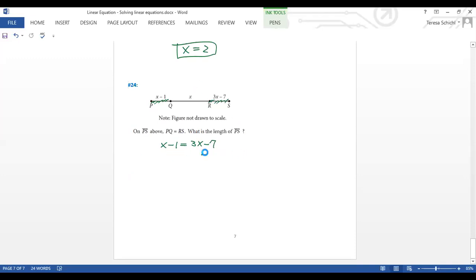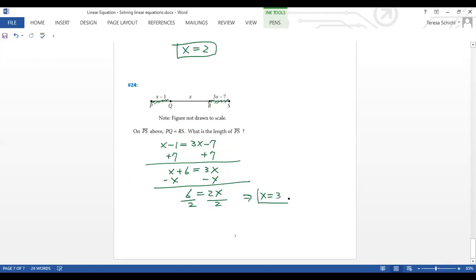So I say, okay, I add 7, I add 7. So I have x plus 6 equal to 3x. Right now I minus x, minus x. So I have 6 equal to how many? 2x. Then you divide by 2, divided by 2. Then x equal to what? x equal to 3, right? So it's x equal to 3.